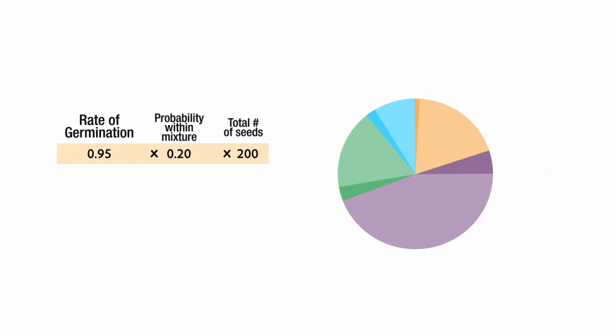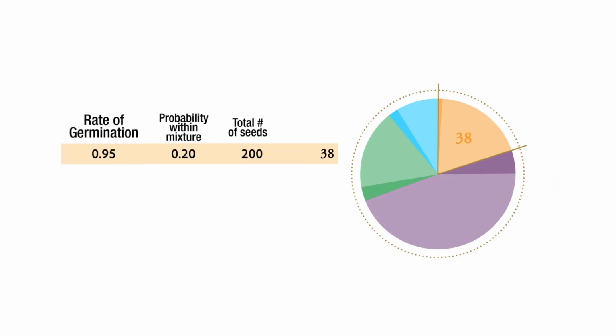So for the first type, we have 0.95, the germination rate, times 0.2, times 200 seeds in the bag. So 95% germination rate, 20% of the bag is this particular seed, and there are 200 seeds, and we can expect 38 of this particular seed to germinate in a given bag.